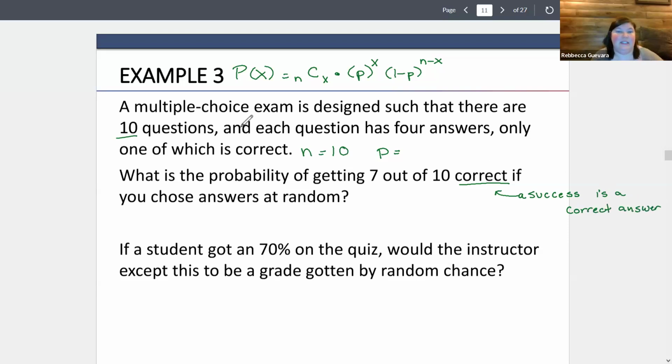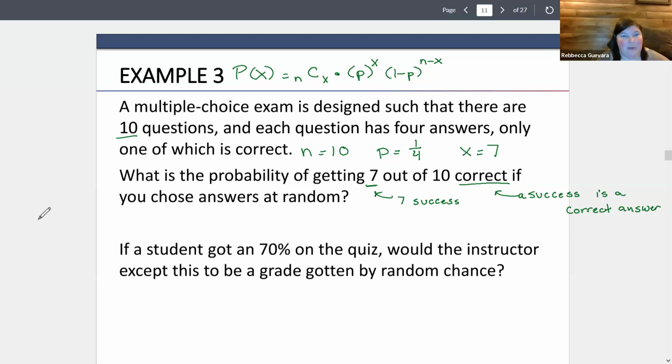What this means is each question has one answer that is correct out of 4. So the probability that I would randomly guess one of those answers and be correct is 1 out of 4. The last part we need: what is the probability of getting 7 out of 10 correct? This means that I want 7 successes, so my x is going to be 7.